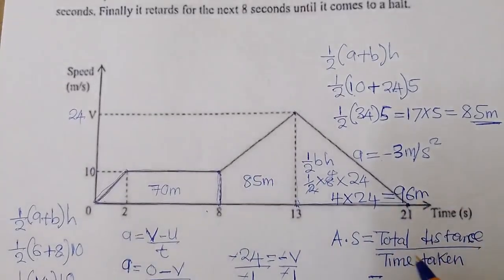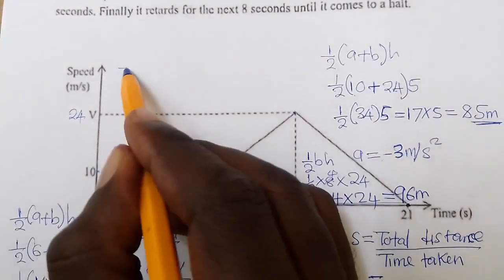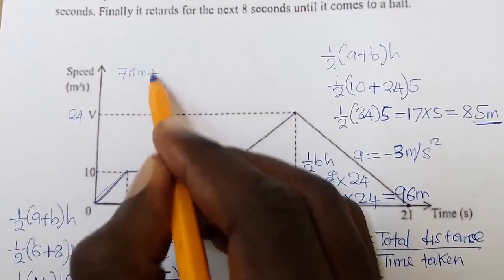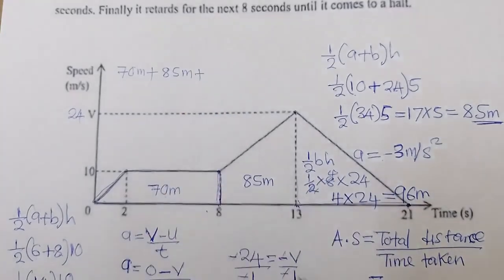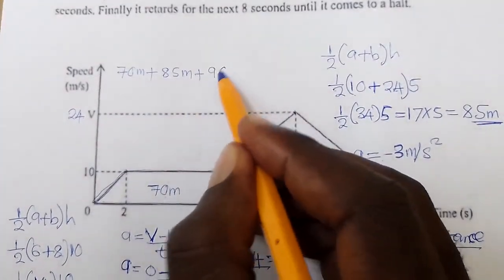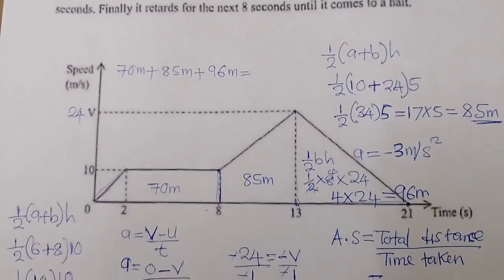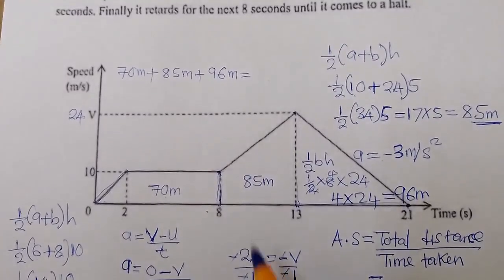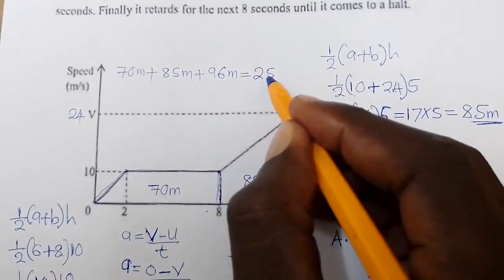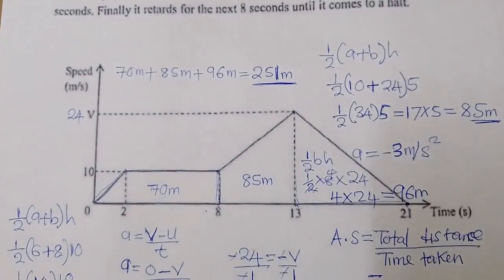So these are what we are having. We are having 70. I've calculated 70 meters there. 70 meters plus 85 meters, plus 96 meters. What is your final answer there? 96 plus 85 plus 70. What are you going to get? 251. So you're going to get 251 there. So put your 251 meters. This is the total distance. This is how you need to calculate the total distance for the whole journey.